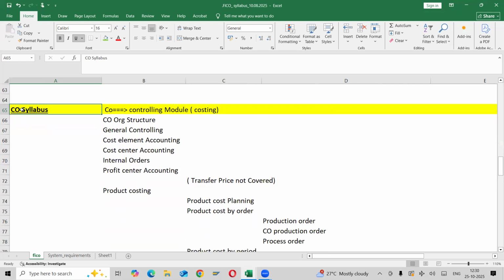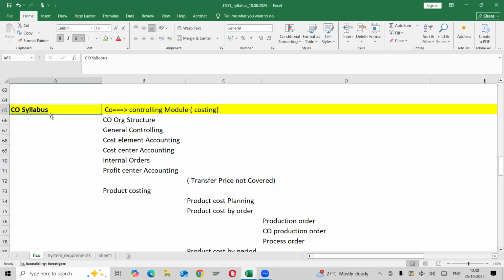Only 15% will have availability of CO consultants. There is a lot of scarcity of CO consultants in the market across the globe. Why? Because people think it's a challenging subject. But according to me, it's easier than FI. Why? If you have cost accounting knowledge, then definitely we can handle this.